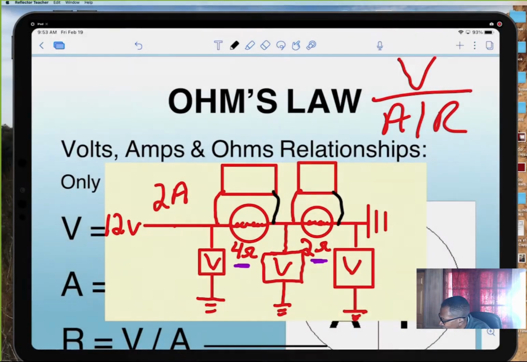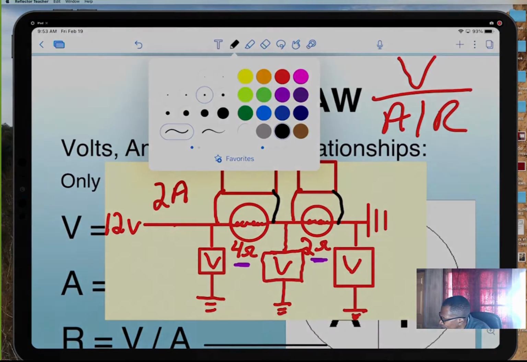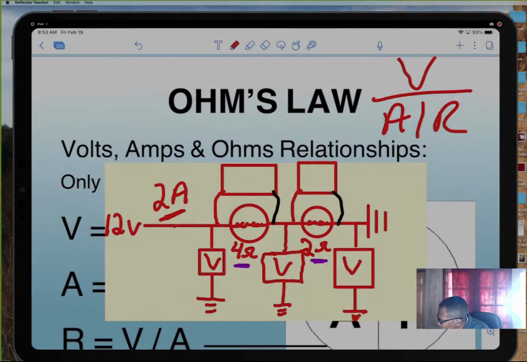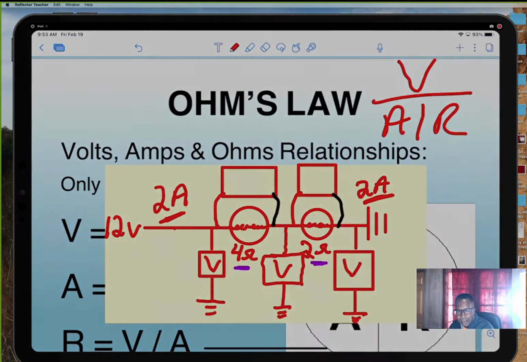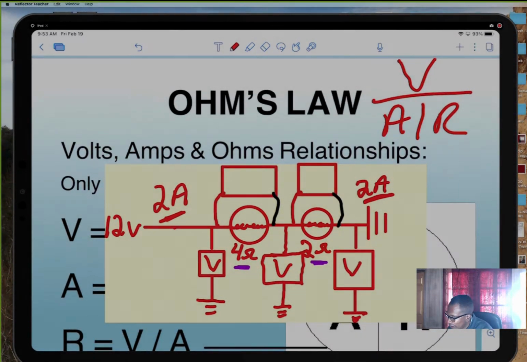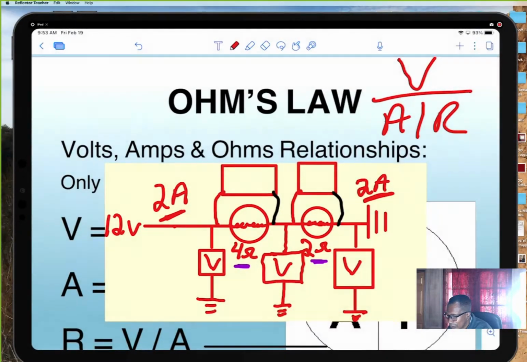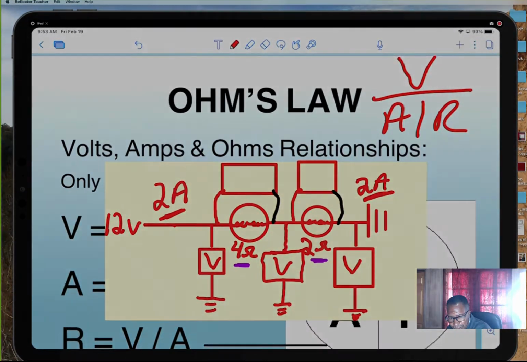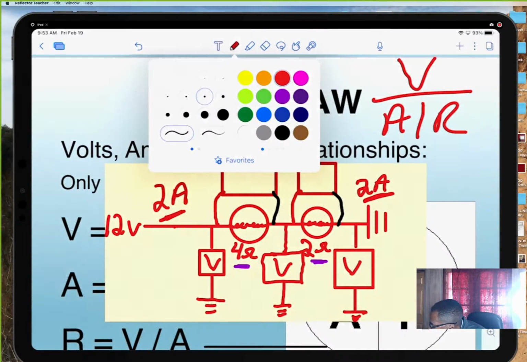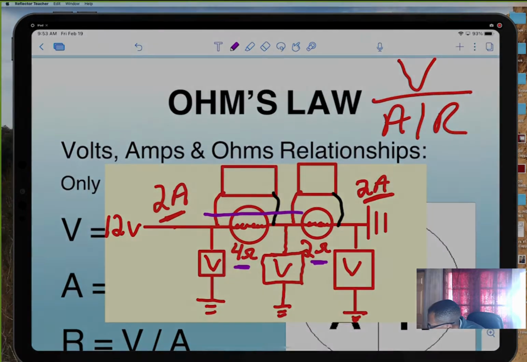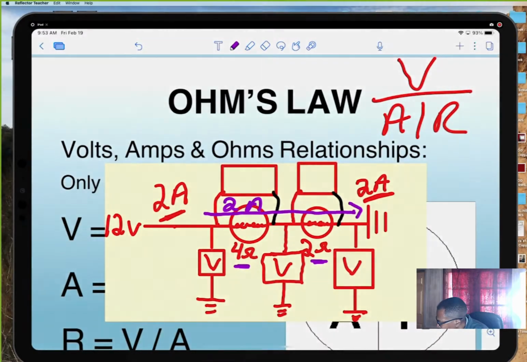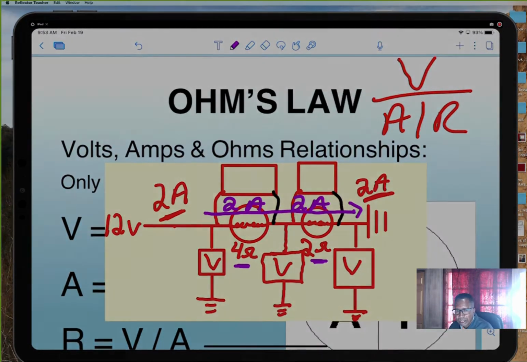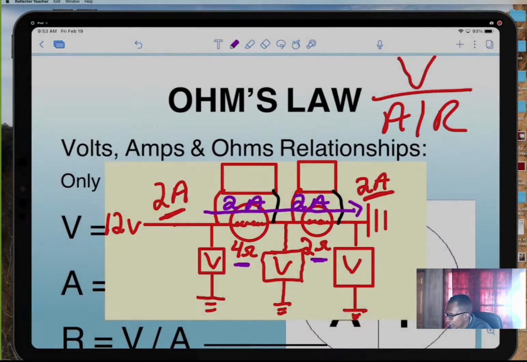So if I had 2 amps here, I'm gonna have 2 amps going back. Whatever leaves the battery goes back to the battery. The amperage leaves the battery, does some work, and goes back. So that means I had 2 amps flowing through each light bulb.